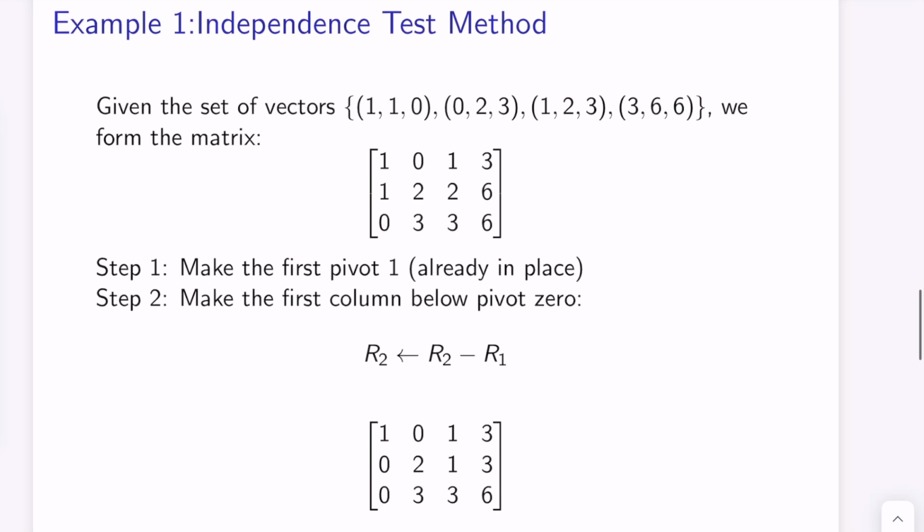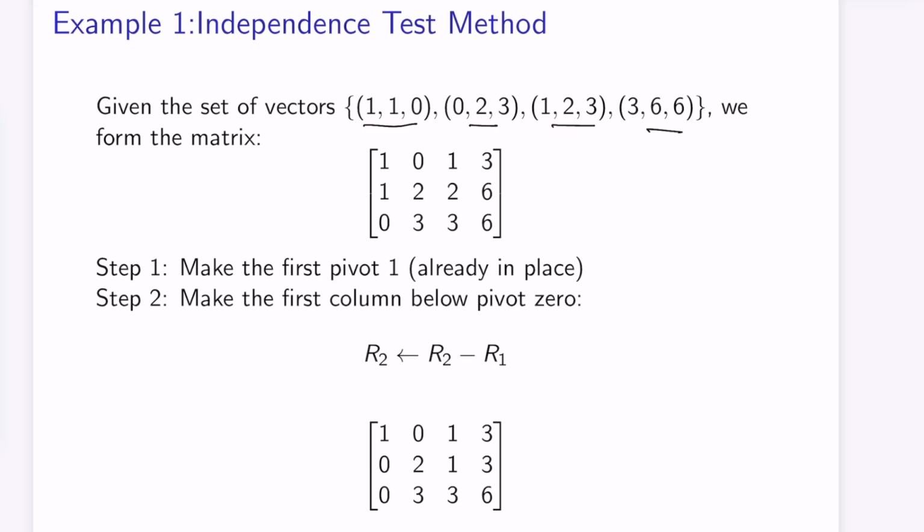So, example. Independent test method for a given set of vectors: four vectors are given. First we form the matrix by taking these vectors column-wise.